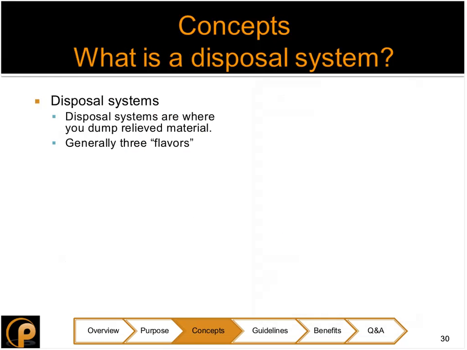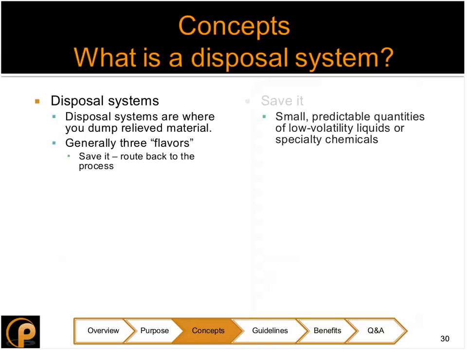So as I mentioned, once our relief device relieves the overpressure, the relief load has to go somewhere, and a disposal system is where it goes. So there's generally three options for disposal, and we typically pick the safest, most cost-effective option. There are considerations that have to be made before choosing any of them. The first option is to save it. Typically, we'd only save predictable, small quantities of low volatility liquids or specialty chemicals.